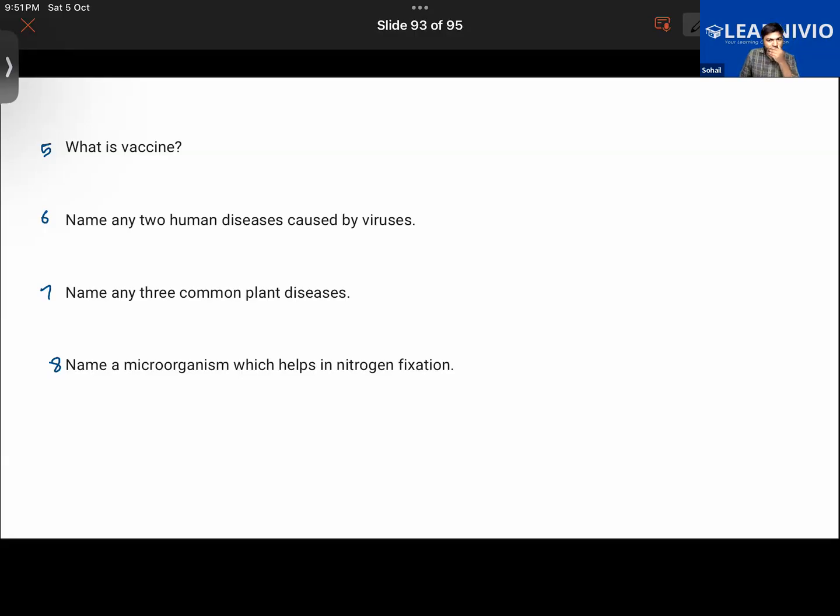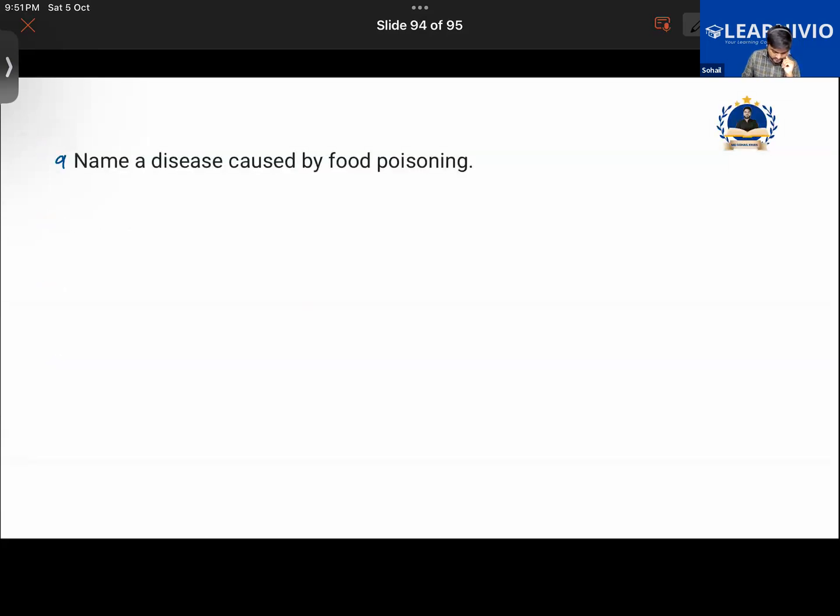Name any two human diseases caused by viruses. Coronavirus, then hepatitis B. Good. Name three common plant diseases. Wheat rust, yellow vein mosaic, then citrus canker. Well done. Name a microorganism which helps in nitrogen fixation. Rhizobium, very good. Name a disease caused by food poisoning. Salmonella.